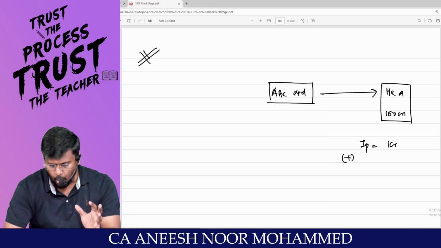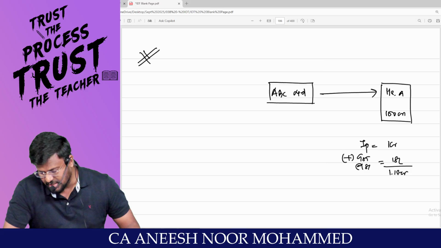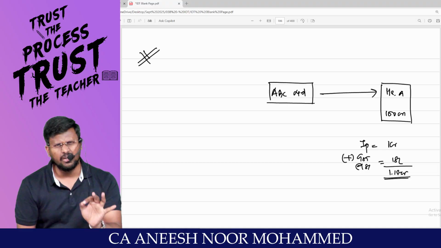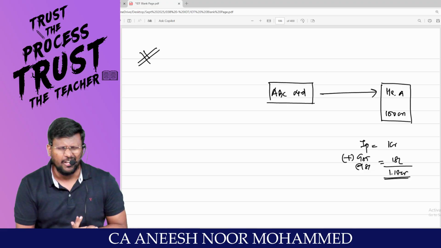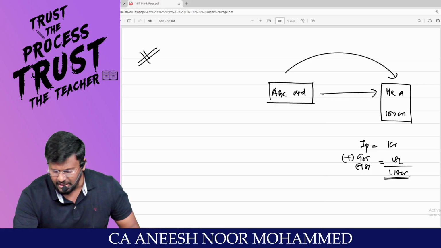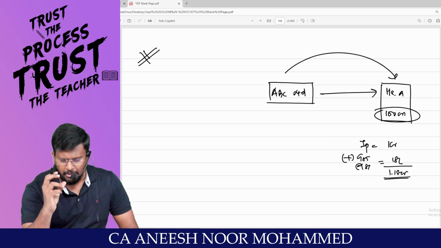On that 1 crore, my dear lovable students, they have to collect GST at the rate of 18%. 18 lakh is the GST. So 1.18 crores is the total amount ABC Limited is going to collect from Mr. A. At that time, ABC Limited did not think that if anything happened to Mr. A, we would lose 100 crore.